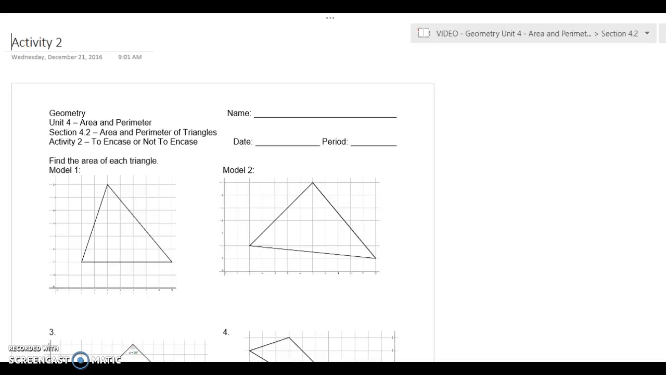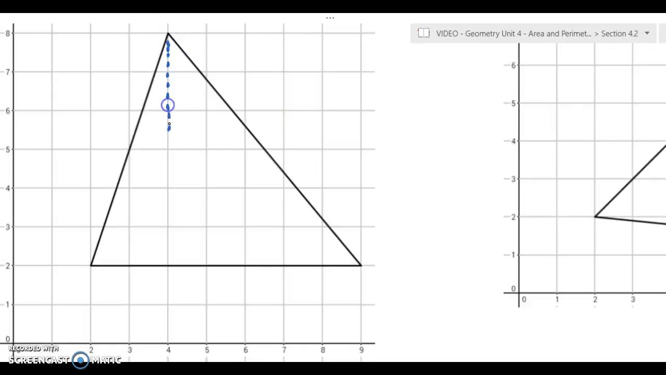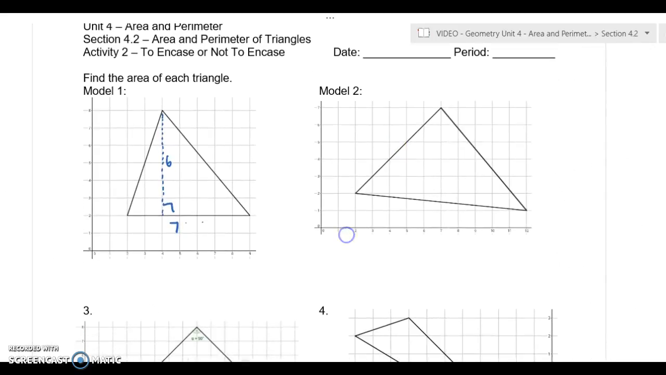Now we know that the area of a triangle is 1/2 base times height if we can get a right angle out of it. And again, in this one we can, in Model 1, if we just drop an altitude right from that vertex. So we need to know what's the base. Well, let's see, 1, 2, 3, 4, 5, 6, 7. And our height is 1, 2, 3, 4, 5, 6. So when we're trying to find the area of that triangle, I just take 1/2 of 7, times 6, which would give me 21.